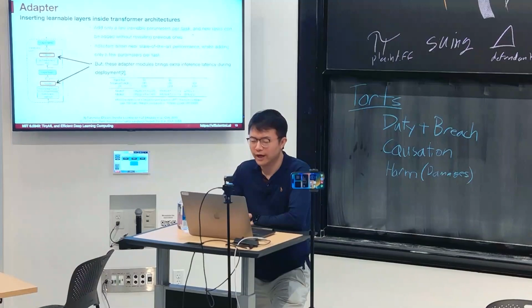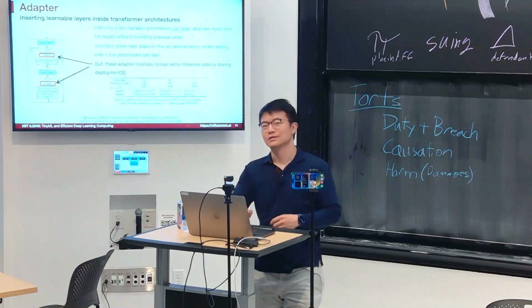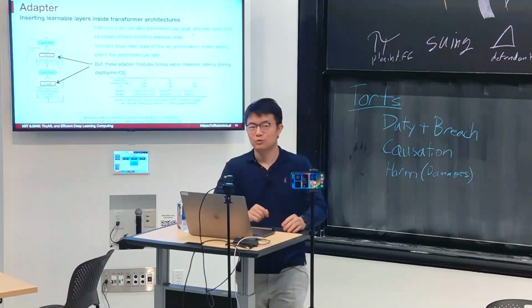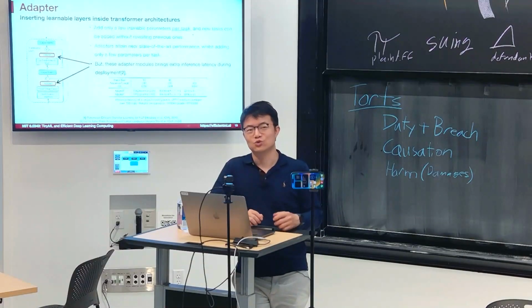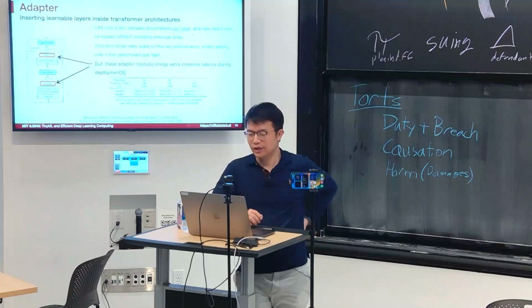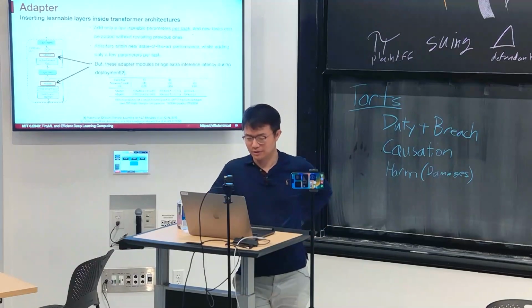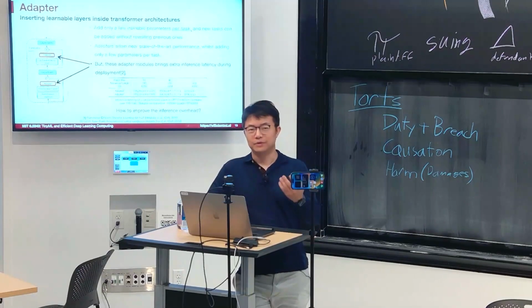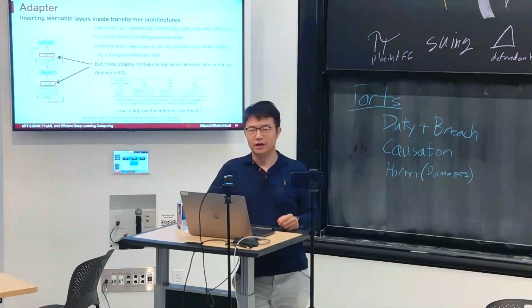But there's overhead. These adapter modules will make the model deeper. It will add extra layers and incur more kernel costs, and that overhead will add to the inference latency. Since you are injecting several layers in the middle, the model is getting deeper, so it's bringing extra latency during deployment. So the natural question is how to improve the latency, not to incur any overhead.